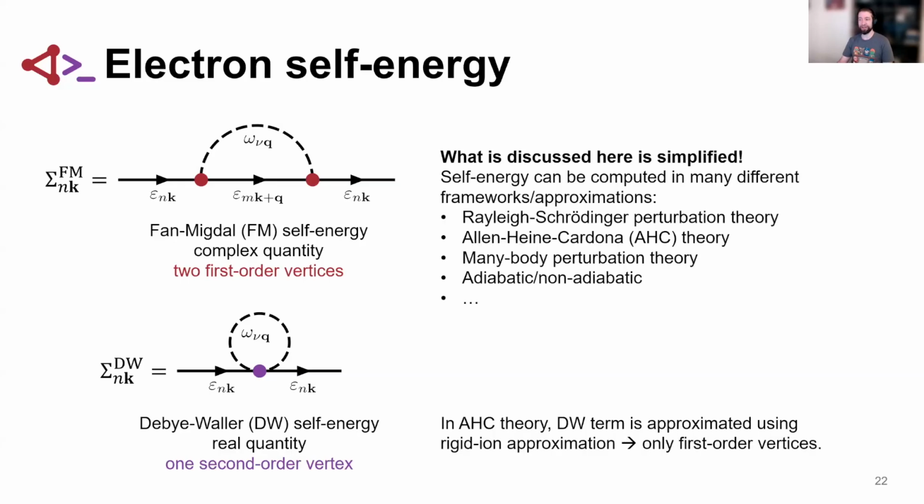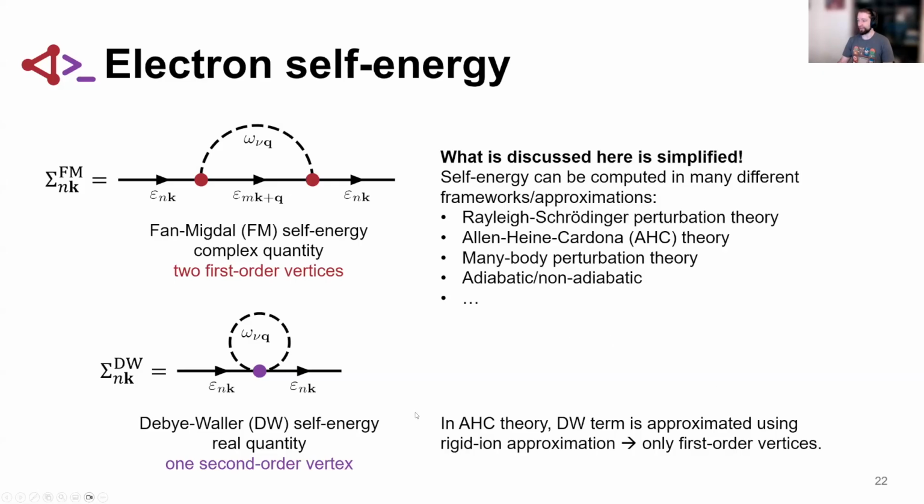All right, quick disclaimer here. What is being discussed here is a simplified view. There is much more behind this. All of this comes from a very rigorous framework of many-body perturbation theory. I simply show here a Taylor expansion or Rayleigh-Schrödinger perturbation theory, if you will. The expressions I show here are given in the so-called Allen-Heine-Cardona theory, but there are more general expressions. There are also adiabatic and non-adiabatic expressions. So if you're interested in all of this, we do have some more theory now on the VASP wiki, but all of this is also available in textbooks.